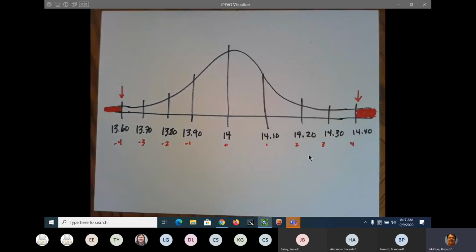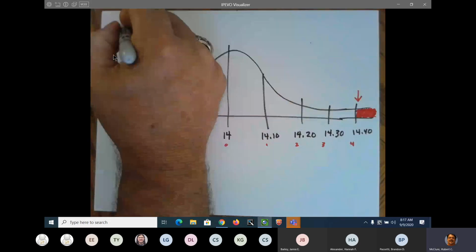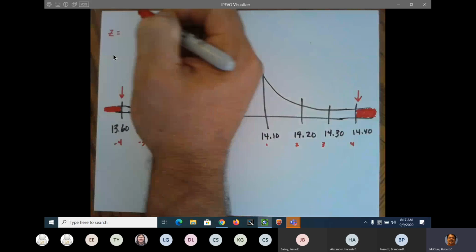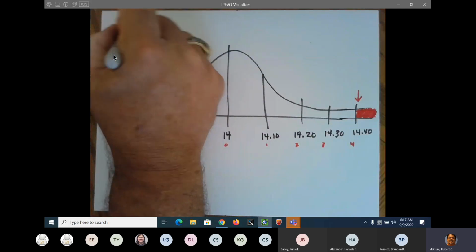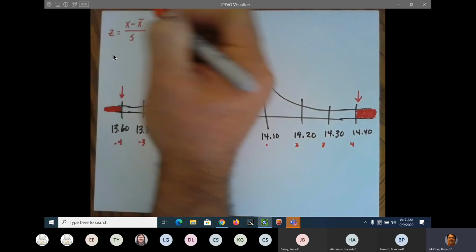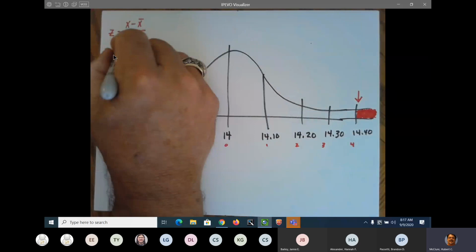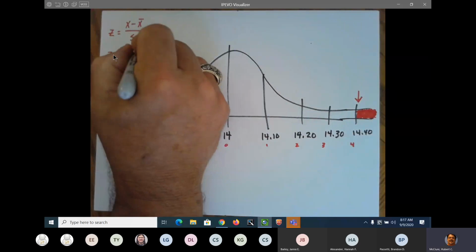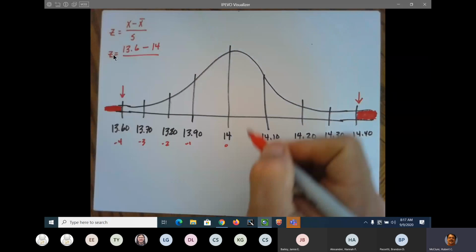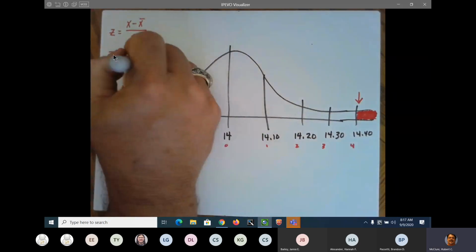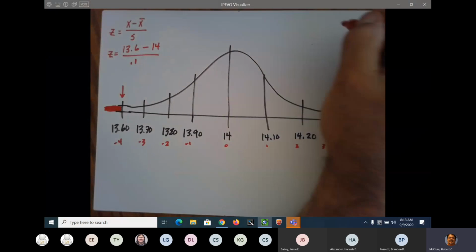So here we go. Z-score is equal to x minus x bar over standard deviation, which is going to be z is equal to 13.6 minus 14 over 0.1.